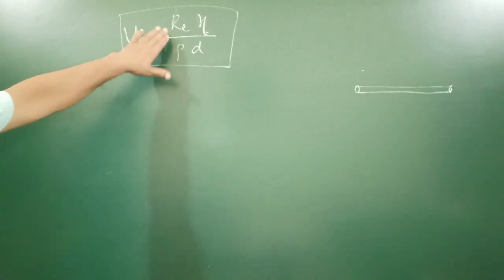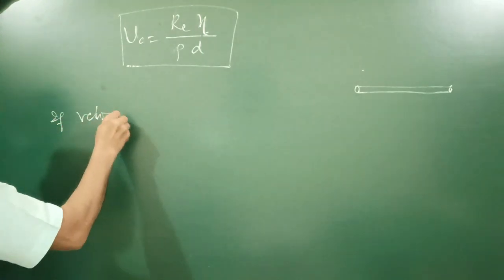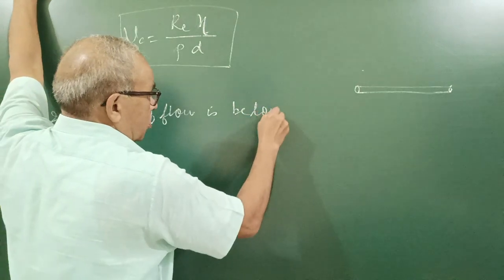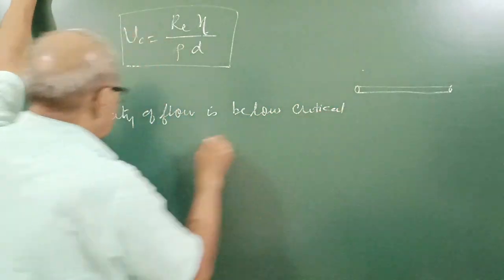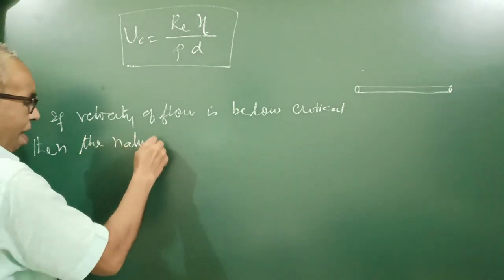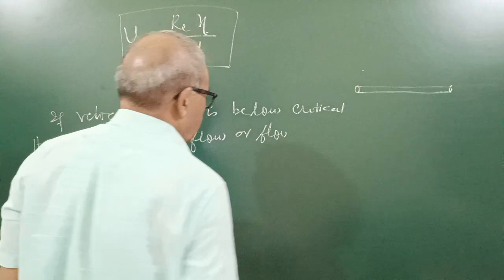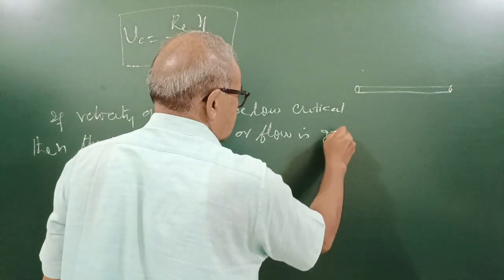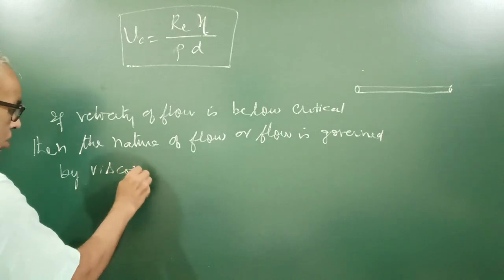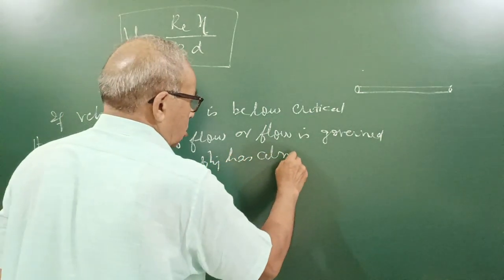Now here I will tell you something about Re later, but first of all there are two things. If velocity of flow is below critical, then the nature of flow, or simply you can say flow, is governed by viscosity, density has almost no role.